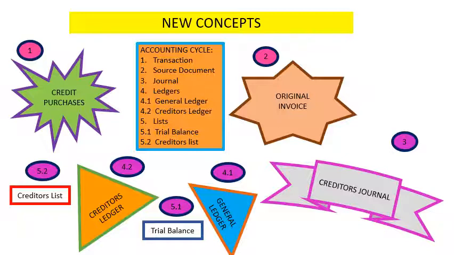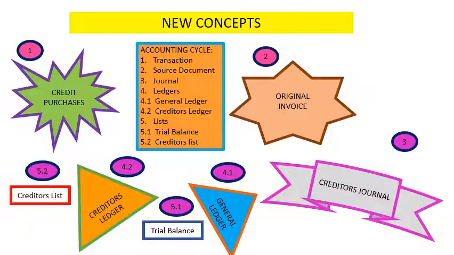Then you need to write that the transaction must be recorded on a source document. I'll tell you now about the source document. After the source document, you need to write in the journal. From the journal, you will write in the ledgers. You know there's a general ledger, and now because we are working with creditors, we're also going to have a creditors ledger.